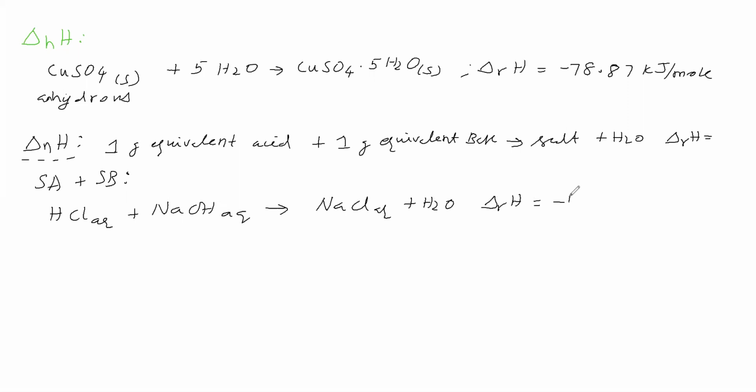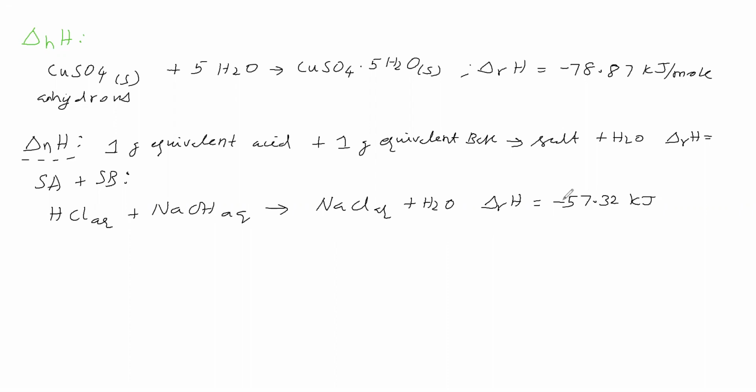Enthalpy of reaction is equal to minus 57.32 kilojoule. That means here we are taking strong acid HCl and strong base sodium hydroxide. Both solutions are mixed with each other in water. They undergo acid base neutralization to give salt and water. For this, the heat involved is minus 57.32 kilojoule.